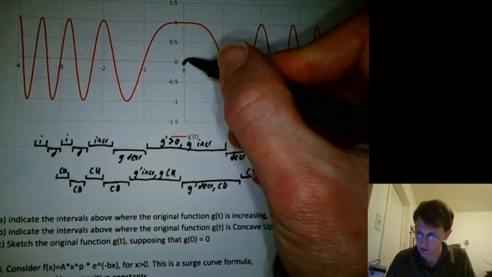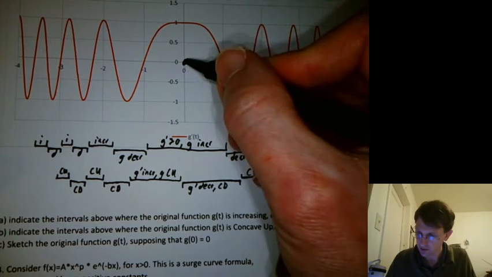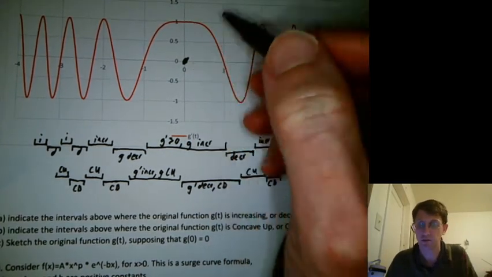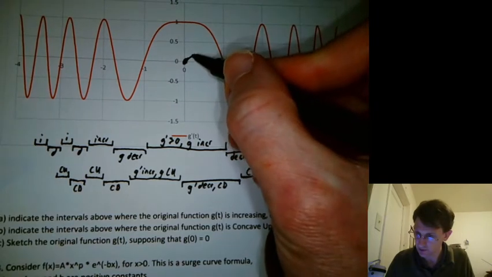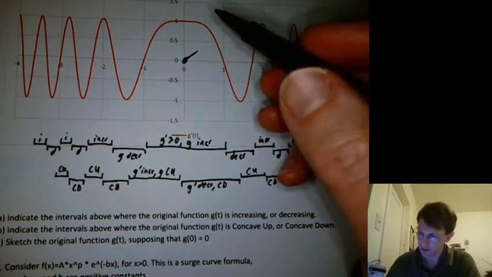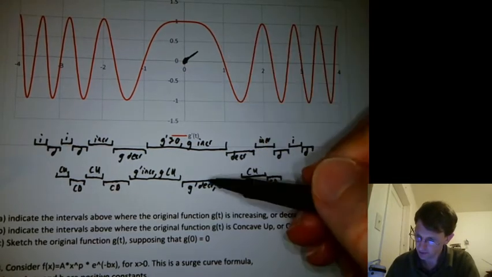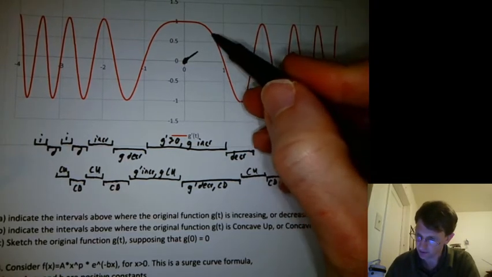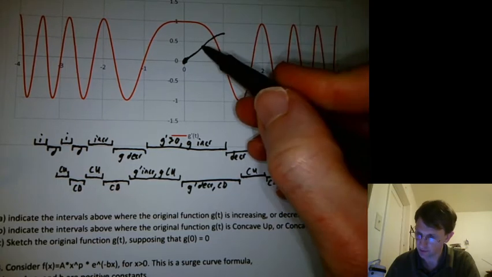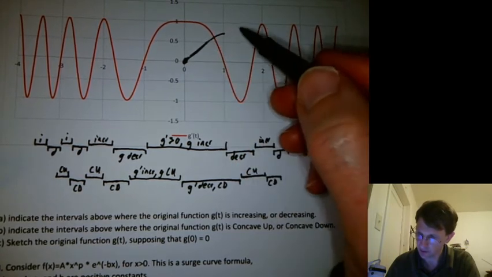All right, and then sketch the original function supposing that g of 0 is 0. So we're starting here. And originally the derivative is 1, so we're just increasing at a rate of 1. So we're just doing that. And then we know it's going to be increasing but concave down, so it's going to have a little bit of a curve like that to it. Pretend that was more linear.